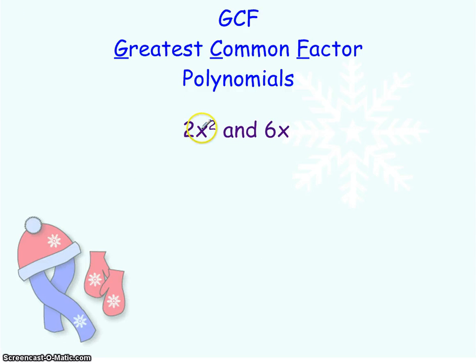Okay, so just like the other things, start with just the numbers. What can those numbers be divided by? What do they have in common? Well, 2 can be divided by 2. 6 can be divided by 2. So you're going to divide out a 2. What does it look like when I divide by 2? So 2 divided by 2 is 1. I'm just going to leave the x squared. 6 divided by 2 is 3. And then leave the x.